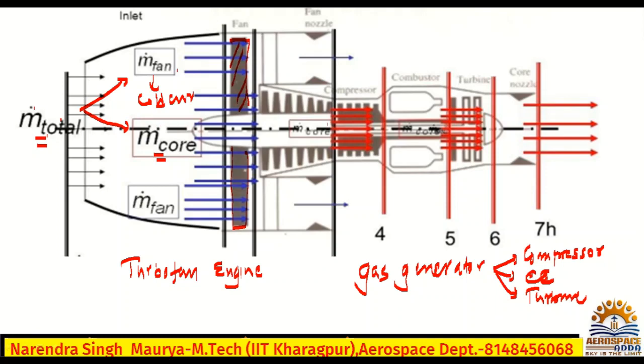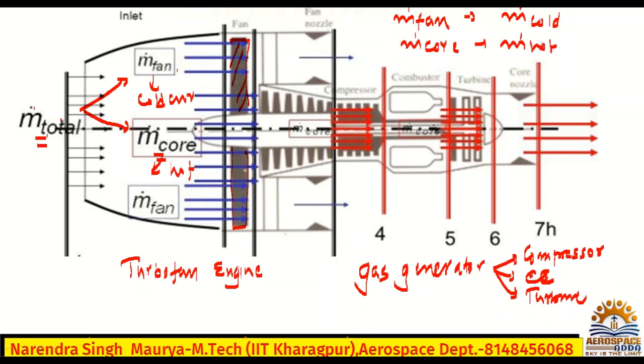One part will pass through the core of the engine, where the compressor, combustion chamber and turbine are. That air will be called M dot core, which is also hot air. You can say M dot hot. It should be very clear. I will write here M dot fan. You can say this is M dot cold air. M dot means mass flow rate. Similarly, M dot core, you can write as M dot hot.